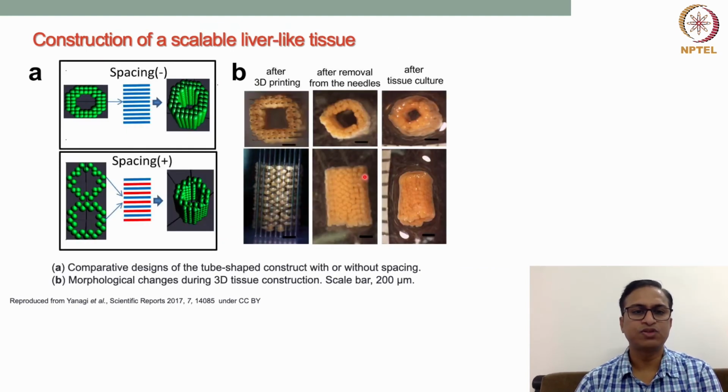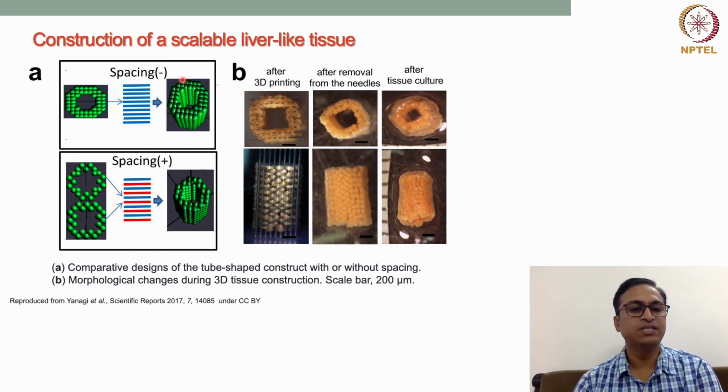Then there are a few more images showing further details of this work, where they have constructed a scalable liver like tissue. They have used both strategies, with spacing and without spacing. When spacing is not given, it is a continuous tubule like structure. But when spacing is given, it can be a porous tubular tissue like structure.